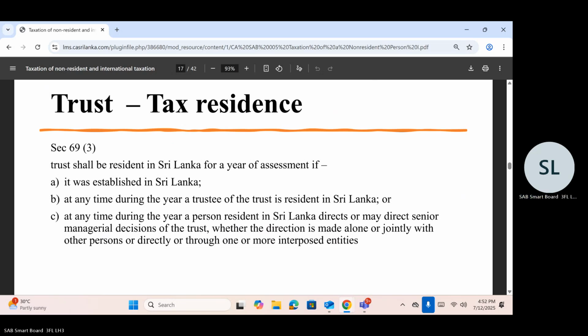A person who is resident in Sri Lanka takes the senior managerial decisions, even if the trustees are in another country. And if the person in Sri Lanka directs the trust and takes the senior managerial decisions alone, or through an interposed entity, directly or indirectly through another entity, still the trust can be treated as a resident trust for Sri Lanka tax.